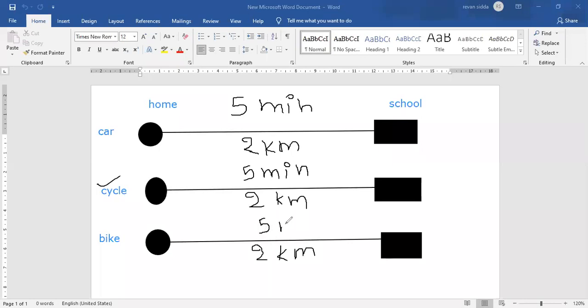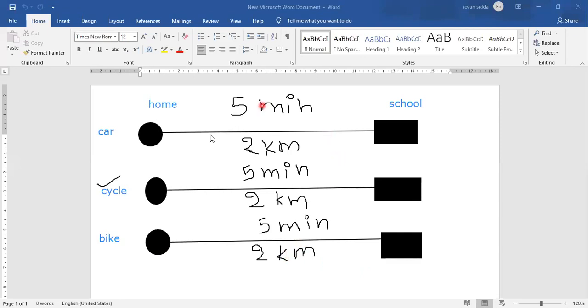So what you can observe is that there is an equal distance. You can observe that there is a 2 kilometer distance here, here, and here. And how much time have you taken? You have taken 5 minutes, right? Your brother has taken 5 minutes, and one of your family members has taken 5 minutes to reach from your home to school. You took 5 minutes by car, your brother took 5 minutes on a cycle, and your family member took 5 minutes on a bike.